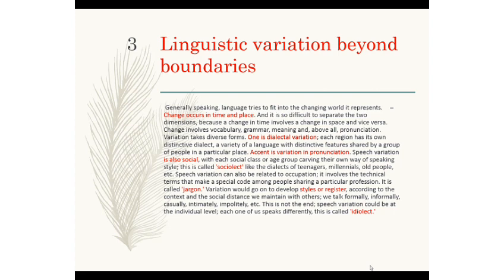We have phonological variations only. Variation also could be social, and each social class or age group tries to have its own speaking style that sets it apart from the rest of classes. And this is called sociolect. And this is, for example, the dialects of teenagers, millennials, old people, etc.